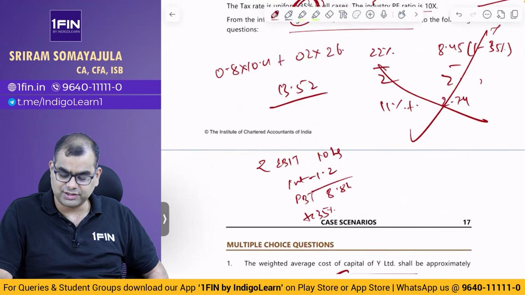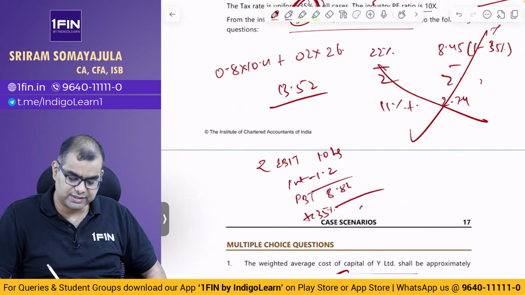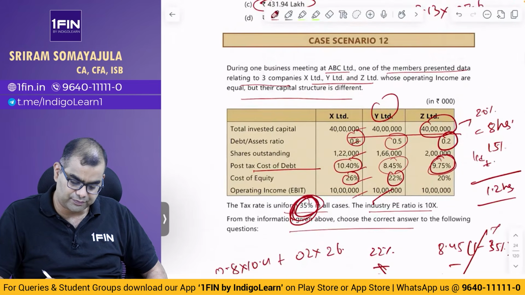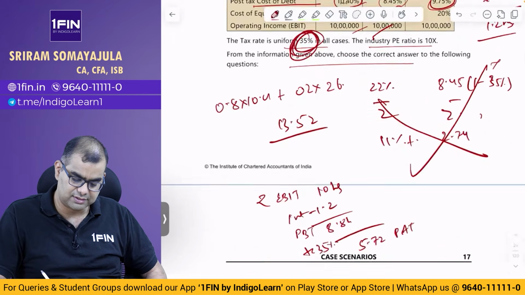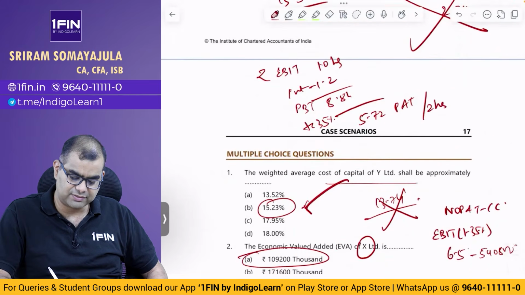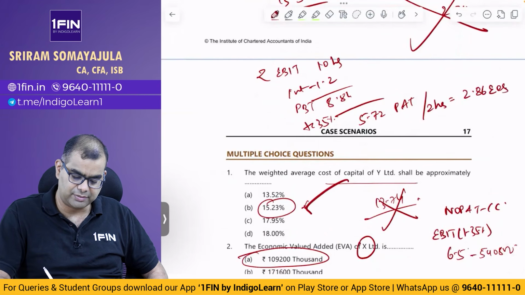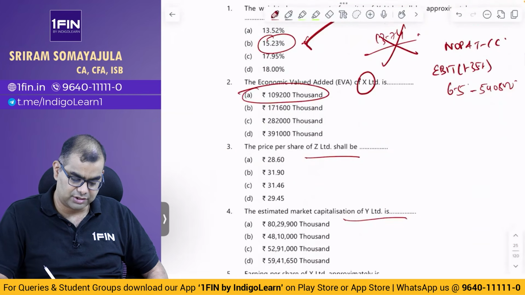8.8 into 0.65. You get 5.72 lakhs as PAT. And your share count is how much? Share count is 2 lakhs. Divide by 2 lakhs will give you 2.86 as EPS and 10 is the PE ratio. So, the price is 28.6. Is that an answer? 28.6.